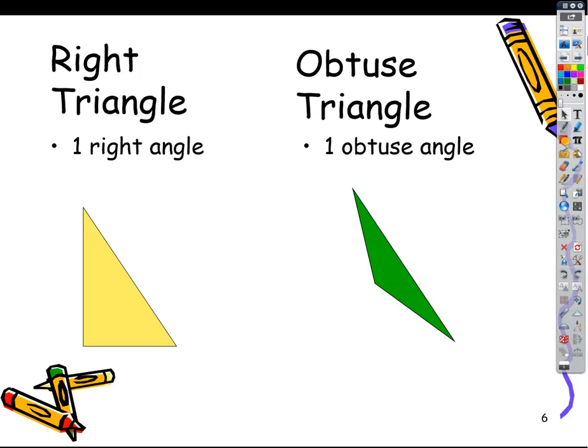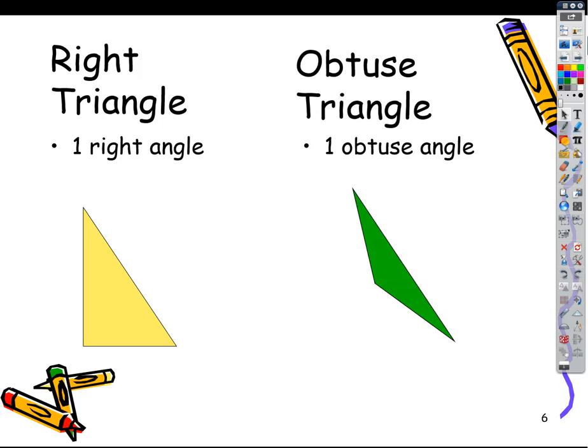In an obtuse triangle, now think about this. If they all have to add up to 180, right, and the obtuse angle is greater than 90 by itself and less than 180, that doesn't leave very much for the other two, does it? Right. So obviously there's only one obtuse angle in an obtuse triangle, and the other two have to be acute.